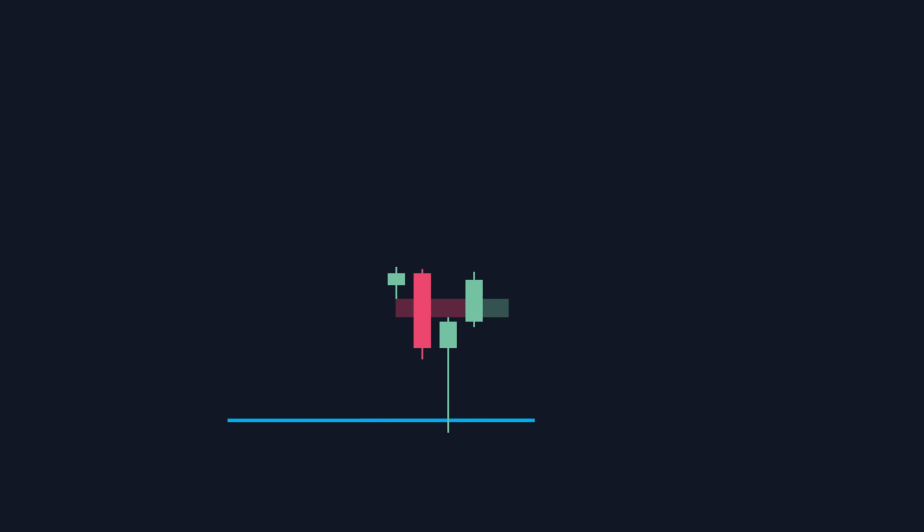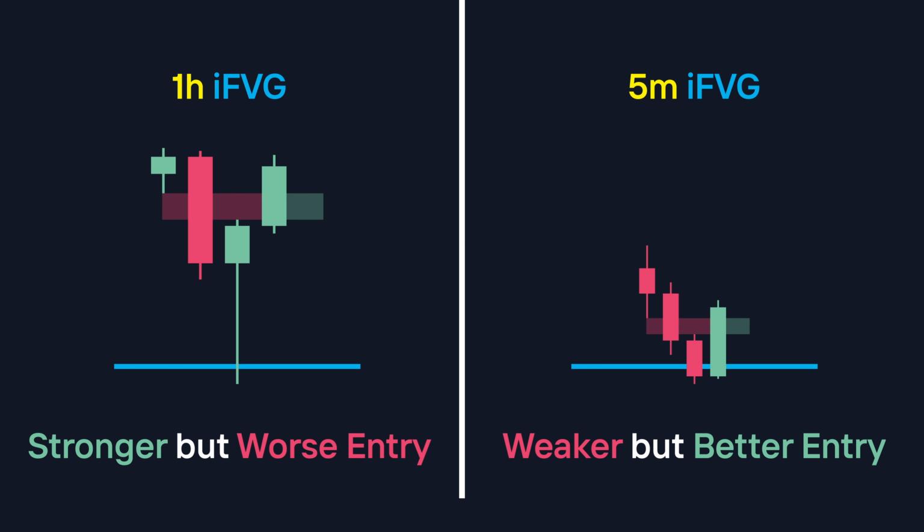But in terms of the advantages and disadvantages between using this 1-hour iFVG or the 5-minute iFVG for an entry, this 1-hour iFVG would be considered a stronger PD array to trade from because it was created on the higher time frame. But the trade-off to this is that we would have to wait longer for the market to move up and disrespect the fair value gap that created this 1-hour iFVG, with its positioning on the chart being further away from the liquidity level.